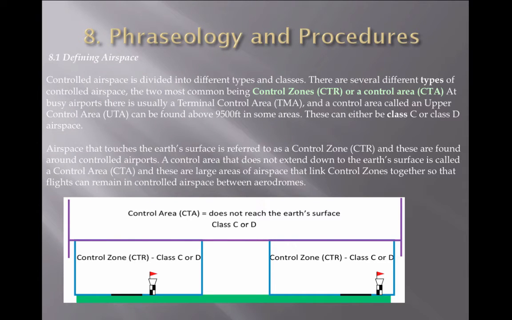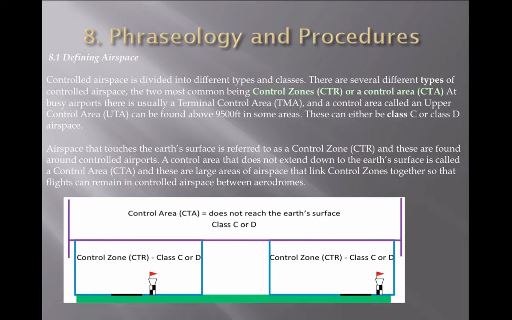This is always a fun one. Defining the airspace you're flying in. Controlled airspace is divided into different types and classes. There are several different types of controlled airspace, and the two most common being CTRs, control zones, or control areas, CTAs. At busy airports, there's usually a terminal control area and a control area called an upper controlled area.